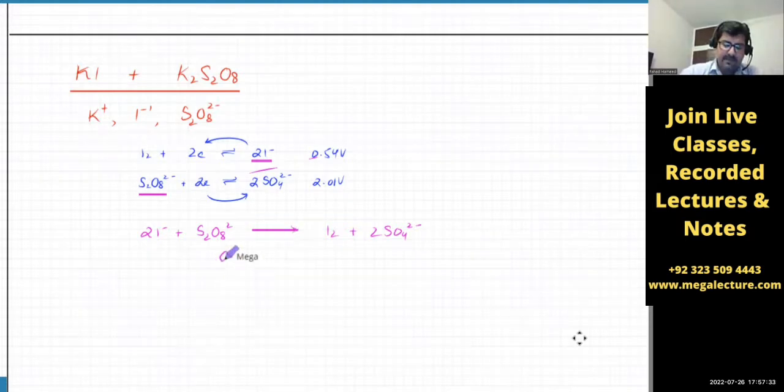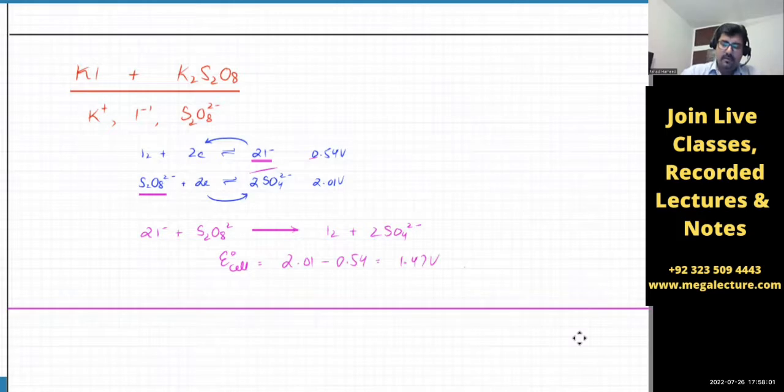And your E naught cell is going to be the reduction potential minus the oxidation potential, which is the difference, 2.01 minus 0.54, which is going to give you 1.47 volts. Okay, is this one clear? Is this clear? Yes or no?